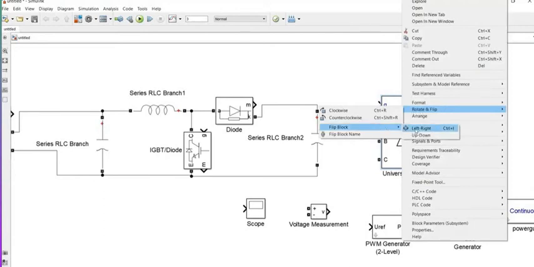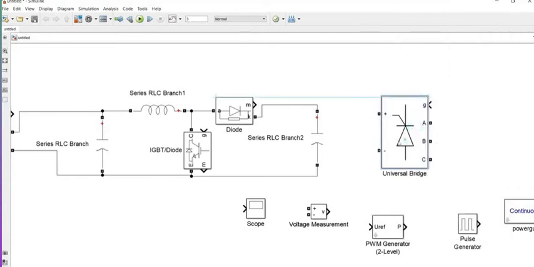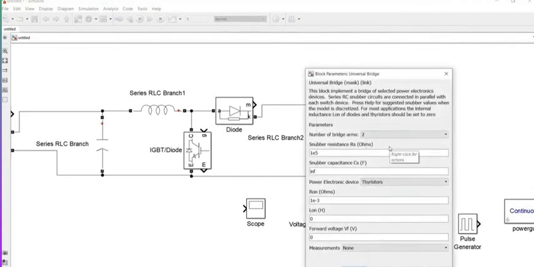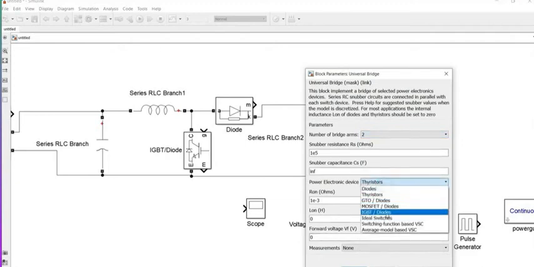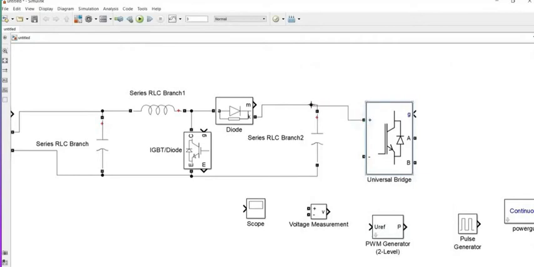You can also use Ctrl+I to flip this one. That's it. Click on this one and take two bridge arms, because we are taking only single phase. And also take the switches like IGBT. Okay, now connect these two. And finally connect this to the AC load. I am taking a resistance load and connecting it here. That's it. Here you can get the AC output.